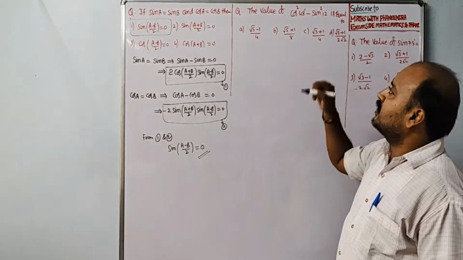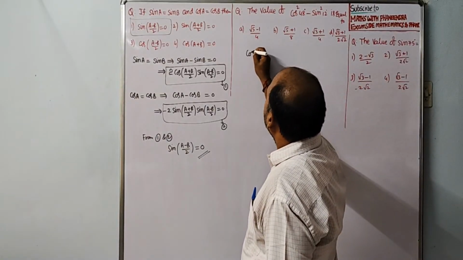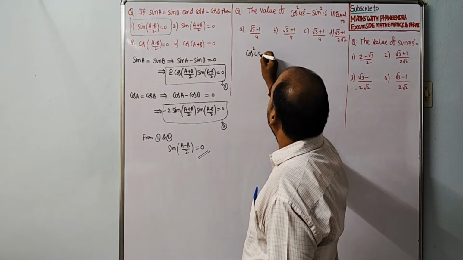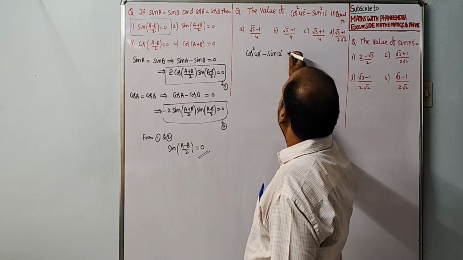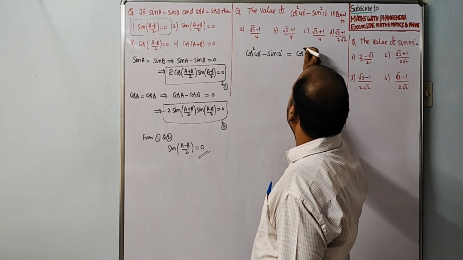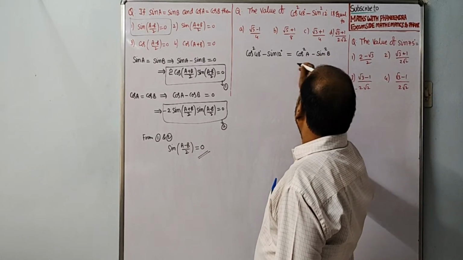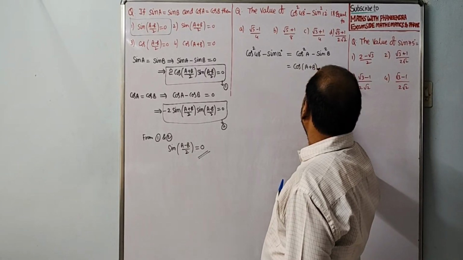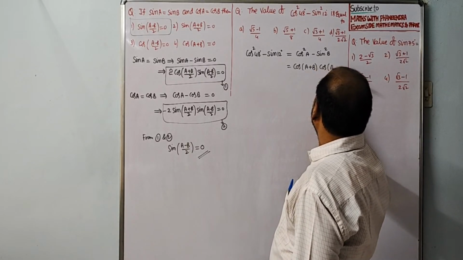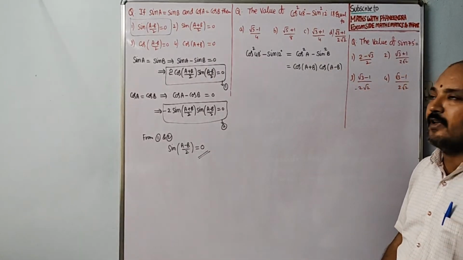Now come to the next question. We don't mention the question number. Cos square 48 degrees minus sin square 12 degrees. It is in the form of cos square A minus sin square B. That is equal to cos of A plus B into cos of A minus B. Are you able to understand, all of you dear students? This is the formula for cos of A plus B into cos of A minus B.